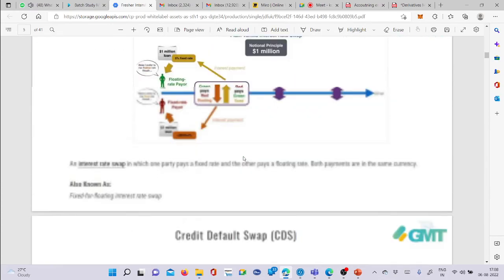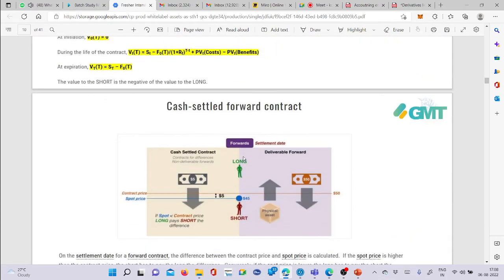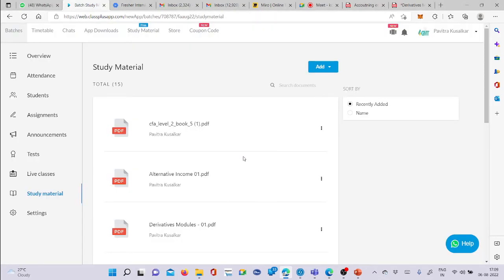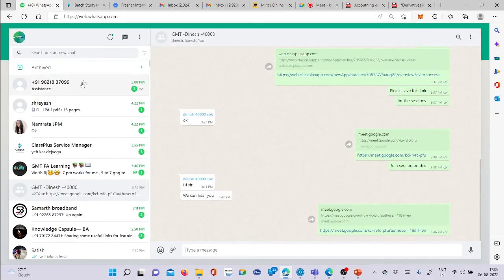Okay. See, the derivative is going to be a very tough as well as important element of your interview. Important means very, very important.